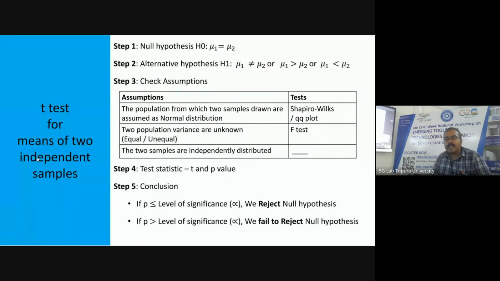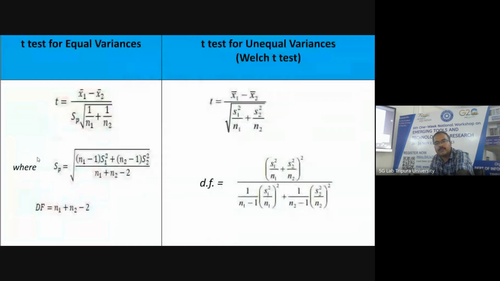Okay. But again, there will be assumption checking. Same thing, the populations from which the two samples are drawn are assumed to be normally distributed. In the earlier examples, there was one population. Now in this case, there are two populations. Others will remain the same. We will find the test statistic, T and P value, and the conclusion will be: if P is less than or equal to the level of significance, we will reject the null hypothesis. If P is greater than the level of significance, we are not going to reject the null hypothesis. These are the formulas. These formulas are available everywhere, in any standard statistical textbook.